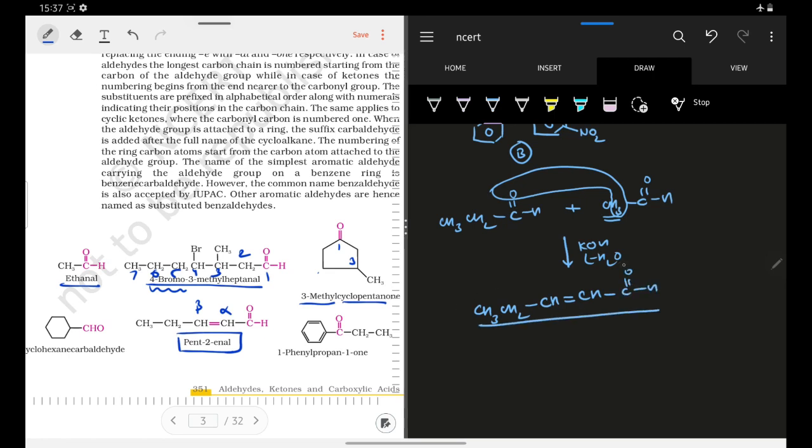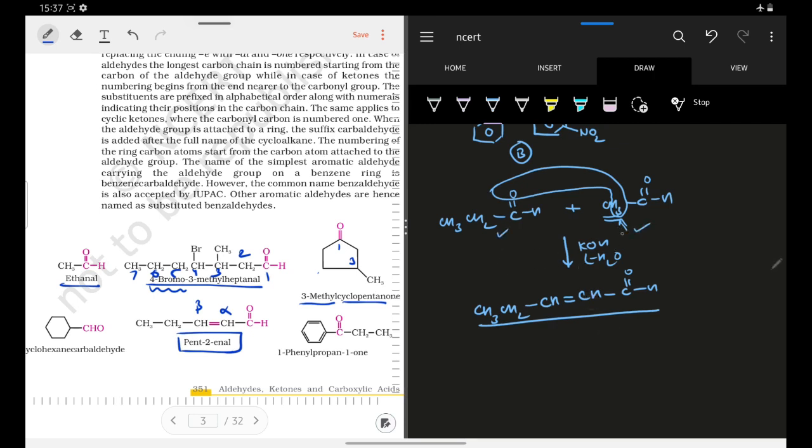Now some of the students might also get a doubt: why did we abstract hydrogen from this, why did we make the enolate of this? This you would only understand if you know aldol condensation. If you do not know aldol, just skip this lecture to some time further. Okay, now why are we making the enolate from this only, not from this one?